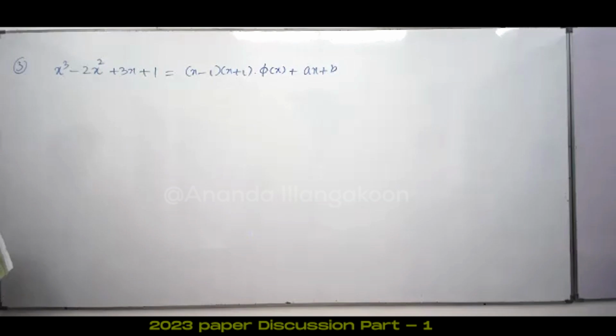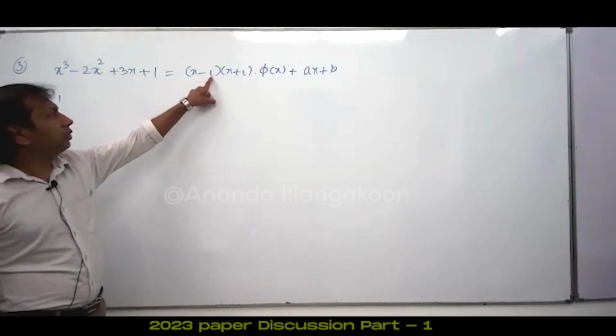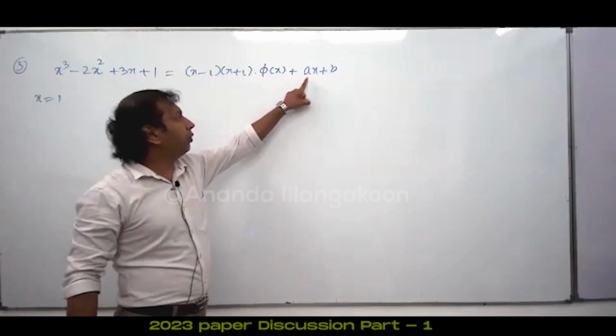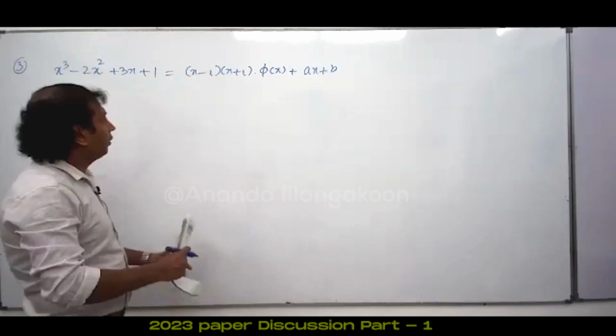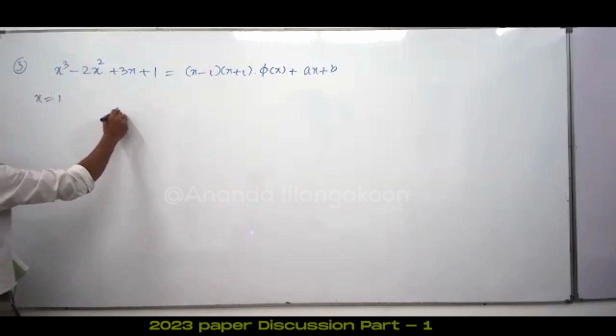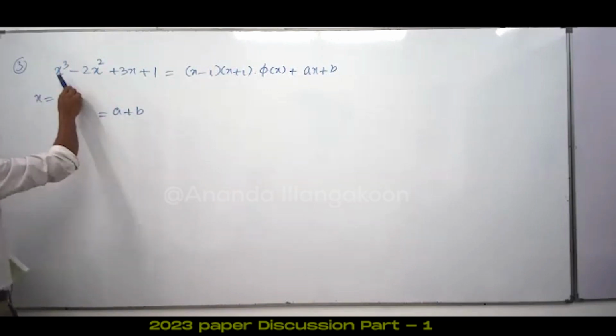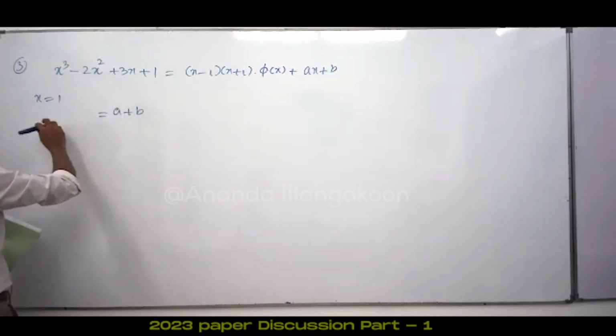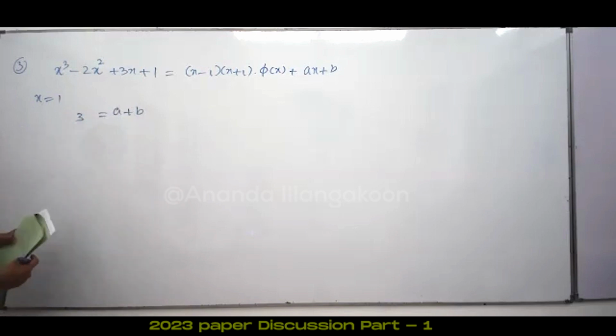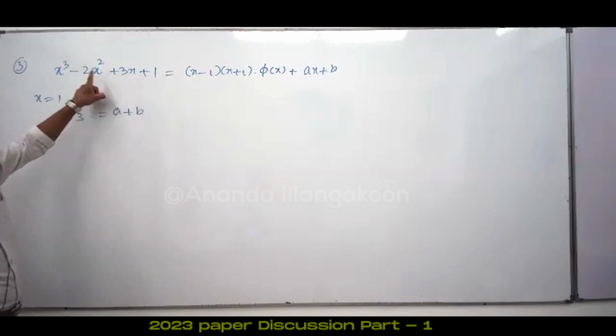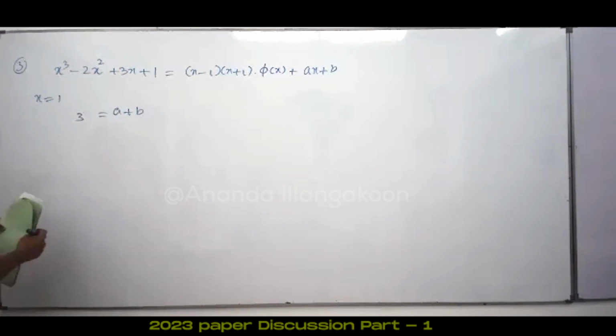Right? Then put x equals 1. Then what happens? This is 0. Then this entire product is 0. Right hand side we get a plus b. When you put x equals 1 in left hand side, we get 1 minus 2 plus 3 plus 1, that is 3. Then a plus b is 3.